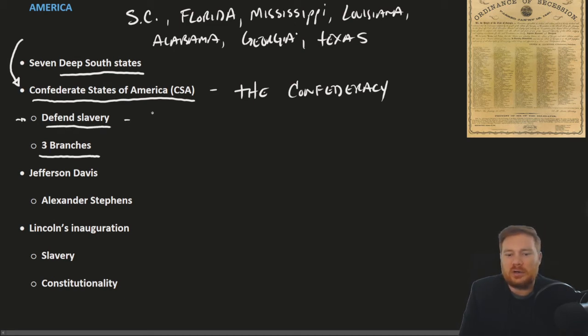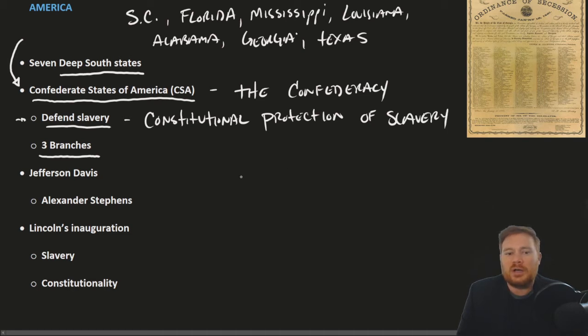So we might say a constitutional protection. I'm just going to leave it as protection, but you could write guarantee, right? It was a constitutional guarantee of slavery. As their president, the Confederacy chose Jefferson Davis. He was the president of the Confederate States, or the CSA.